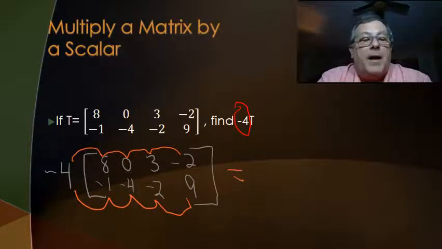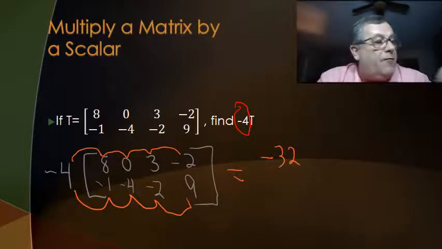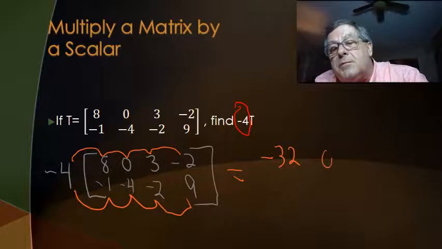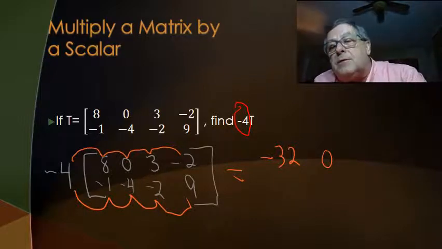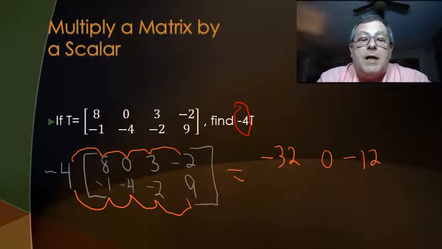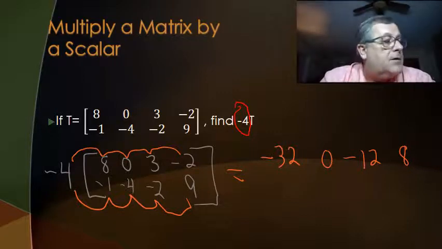All right, so I'm going to multiply negative 4 times 8. That's going to give me negative 32. And negative 4 times 0, well, of course, that's just going to give me 0. And negative 4 times 3, well, that's going to give me negative 12. And negative 4 times negative 2 is going to give me a positive 8. Negative times a negative equals a positive.